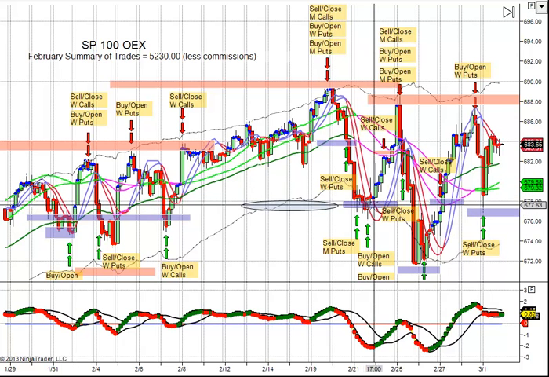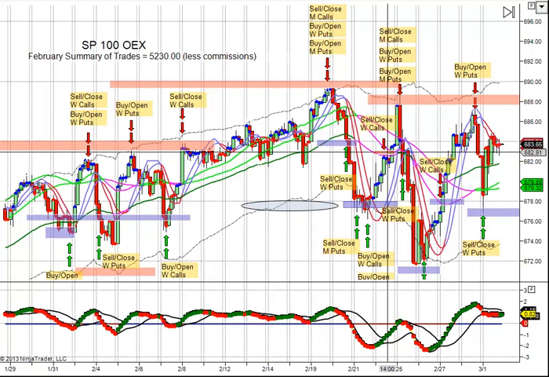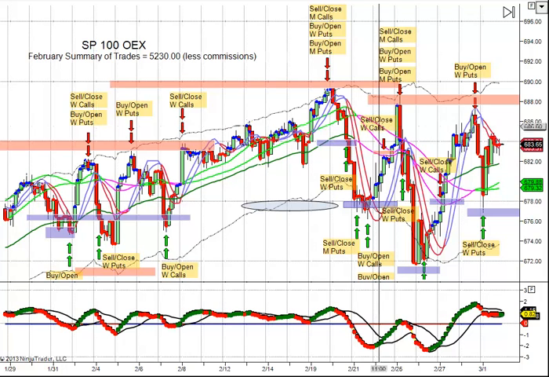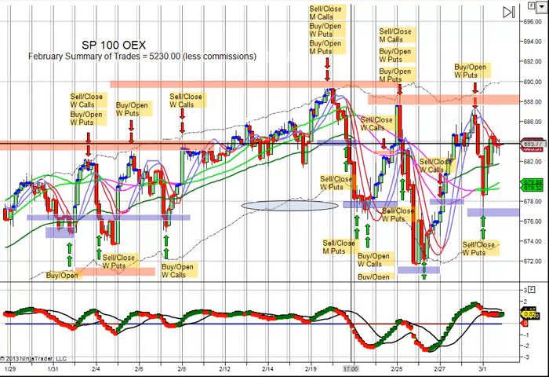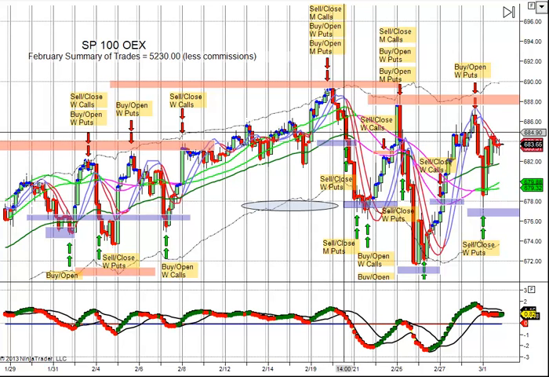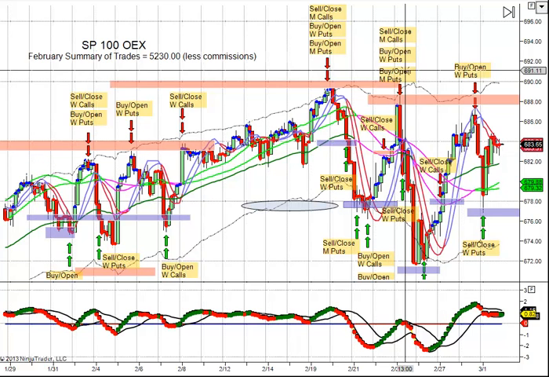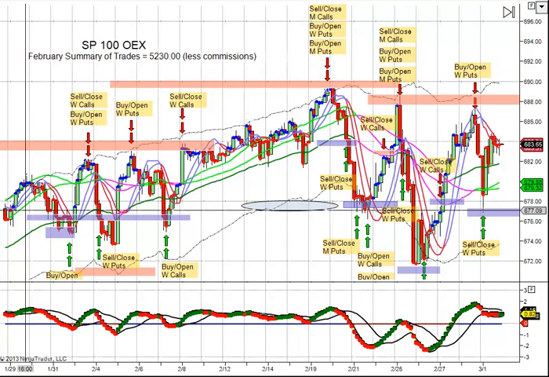And in fact, I initiated weekly calls in here with the idea that we would at least get back up into this area, and I exited off those weekly calls. So as we continue on here, you can see the same kind of theme, how we use the shorter term time frame charts on the weeklies to finance the participation on the monthly calls and the puts.